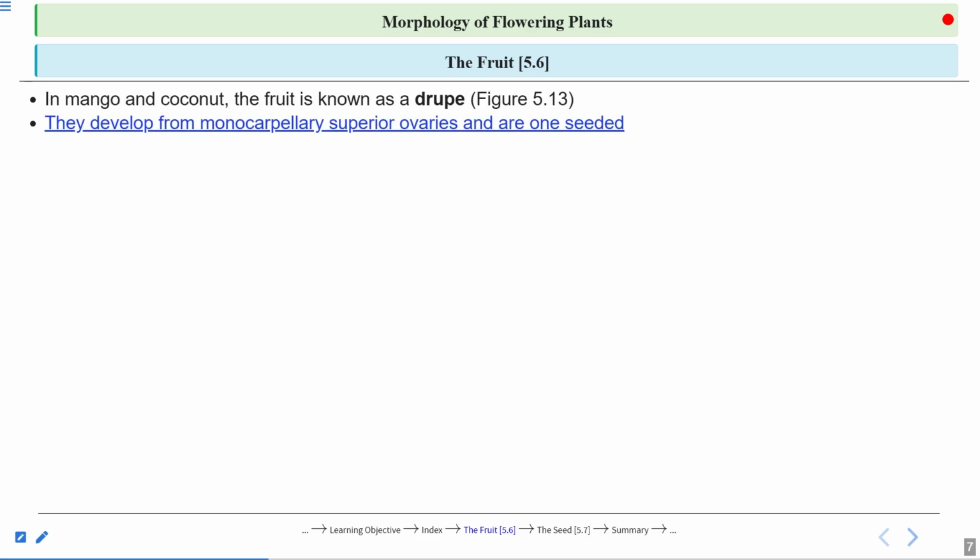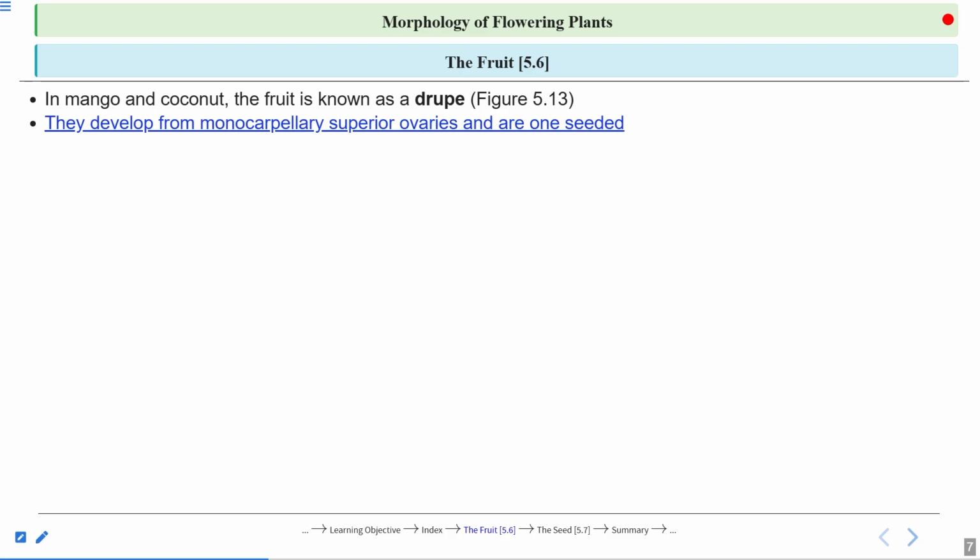Both these fruits, the mango and the coconut, are called drupe. In such fruits, you see the stony seed inside, and you can divide the pericarp into epicarp, mesocarp, and endocarp. That is called a drupe. They develop from monocarpellary superior ovaries and are one-seeded. This is the feature of a drupe type of fruit.